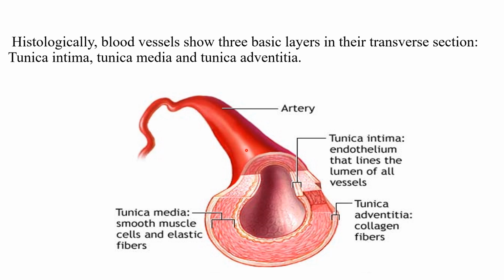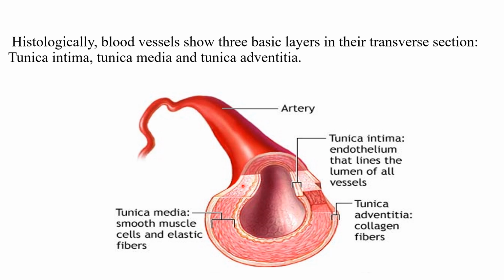Histologically, all the blood vessels are formed by three basic layers. So if we take the transverse section of any blood vessel, it shows three layers. The innermost layer or the innermost coat of the blood vessel facing towards the lumen is known as tunica intima. The tunica intima is lined by vascular endothelium. So this is the tunica intima.